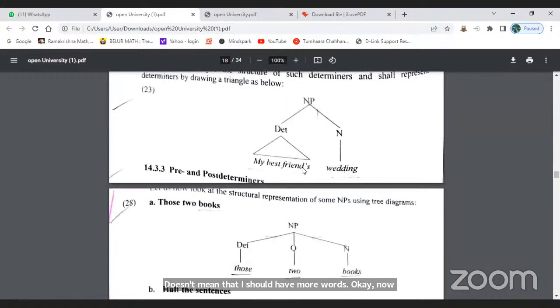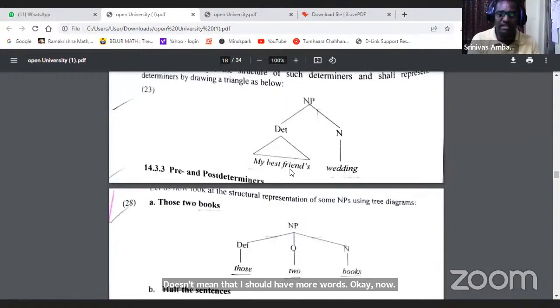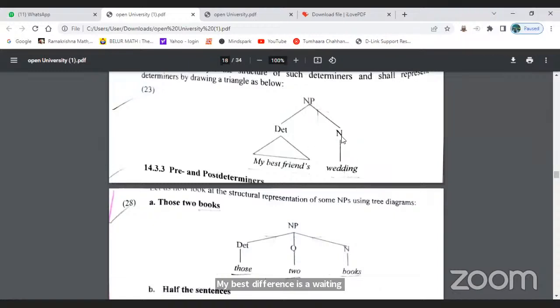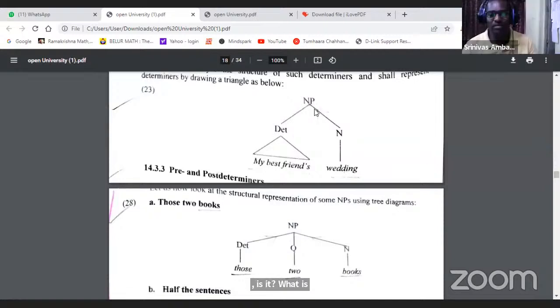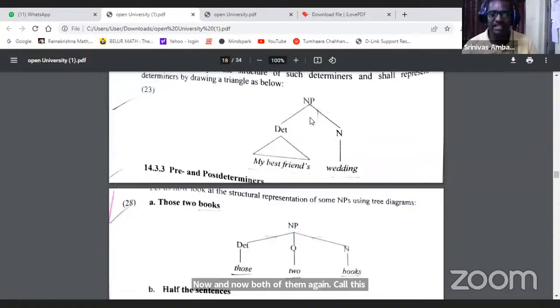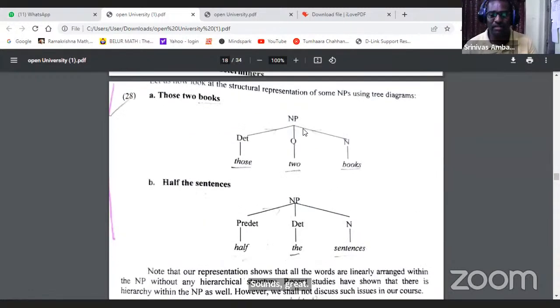Let's move on. This example: my best friend's wedding. My best friend's is a determiner. Wedding is a, what is it? Noun. Determiner and noun, both of them again called a noun phrase. So what you do is you take some sentences and try to define like this. Now another one. Read this.